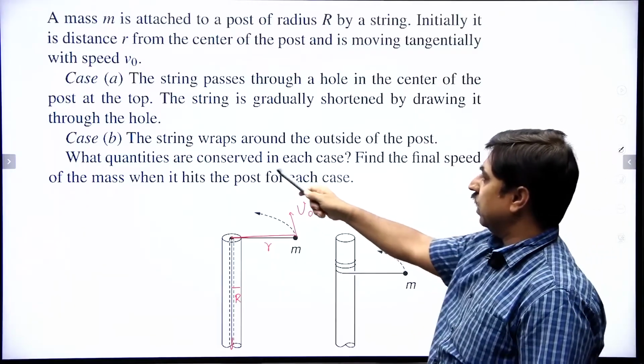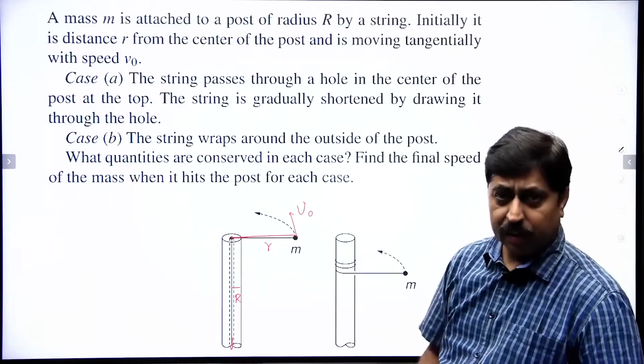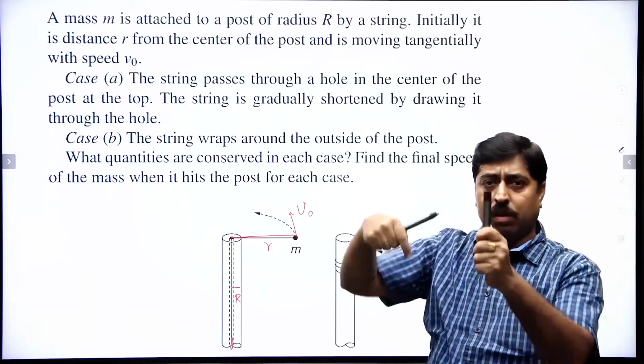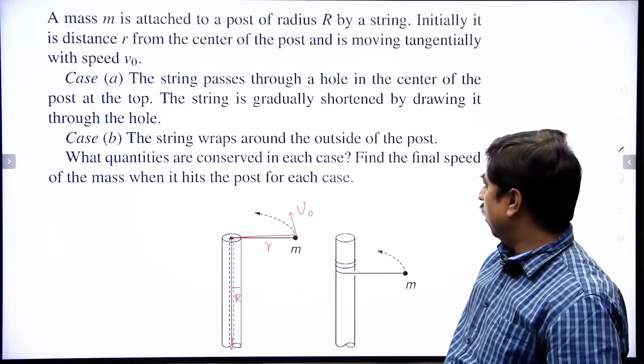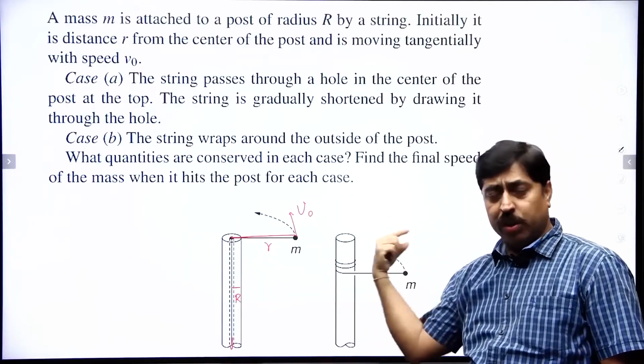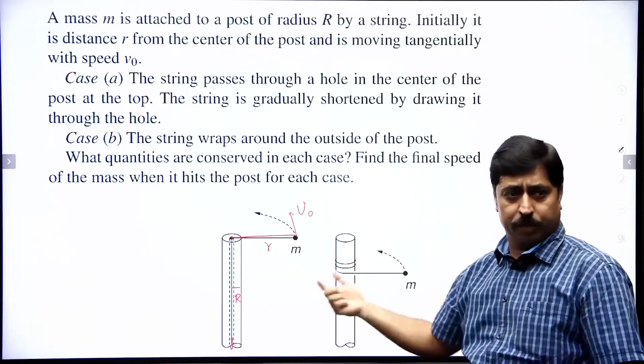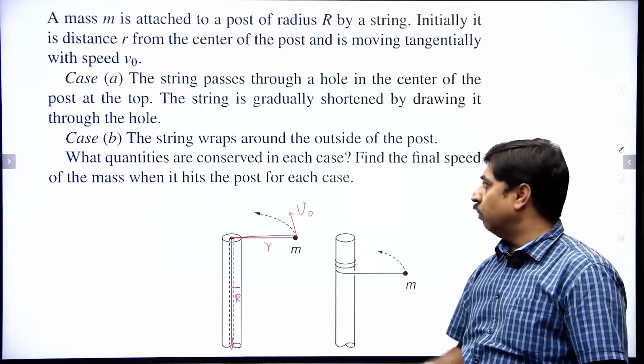Now the second situation is the string wraps around the outside of the post. In this second situation, the string has been wrapped around a solid cylinder like this. So when the particle moves in a circular path, the string just wraps around this post. It just winds around the post.